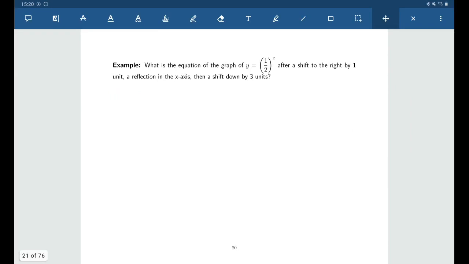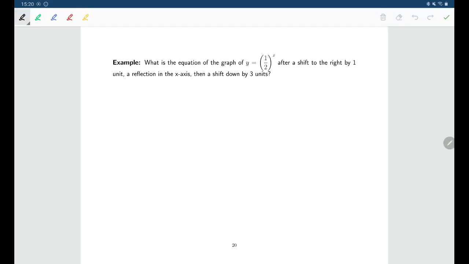Okay, so this one is just coming up with the equation. We're not actually going to do any graphing here. We have the function y equals half to the power of x, and we're going to shift it to the right by 1, then we're going to reflect it in the x-axis, then shift it down by 3 units.